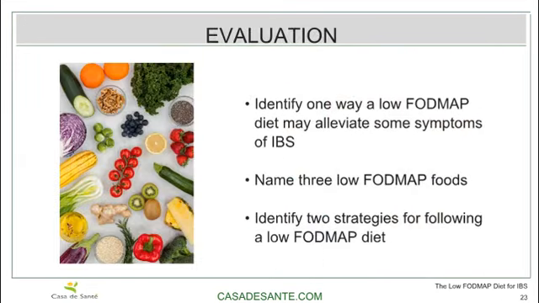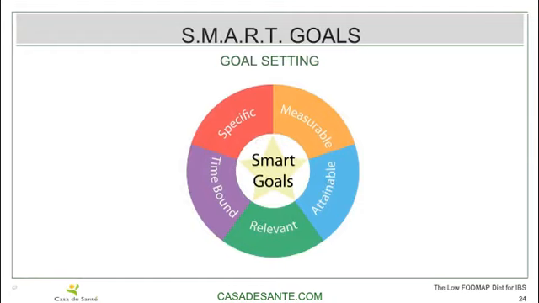Evaluation. Identify one way a low FODMAP diet may alleviate some symptoms of IBS. Name 3 low FODMAP foods. Identify 2 strategies for following a low FODMAP diet. Set SMART goals to navigate the low FODMAP diet successfully. SMART goals are measurable, attainable, relevant, time-bound and specific.